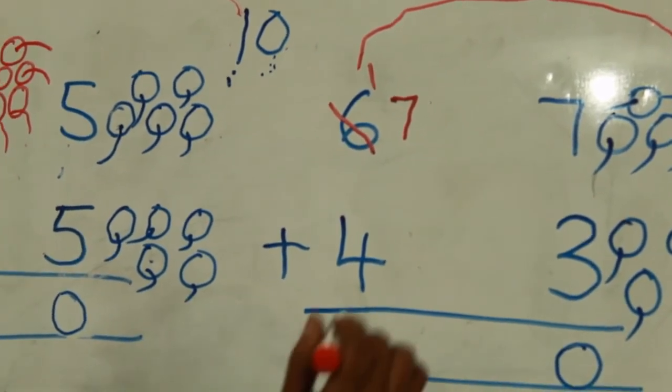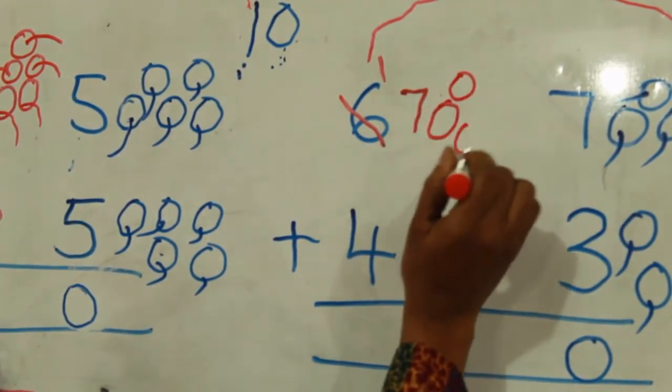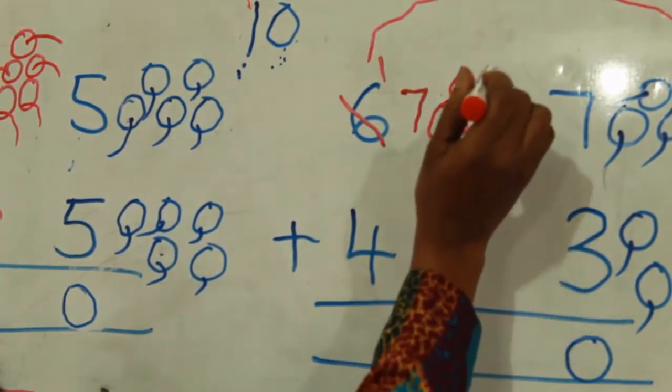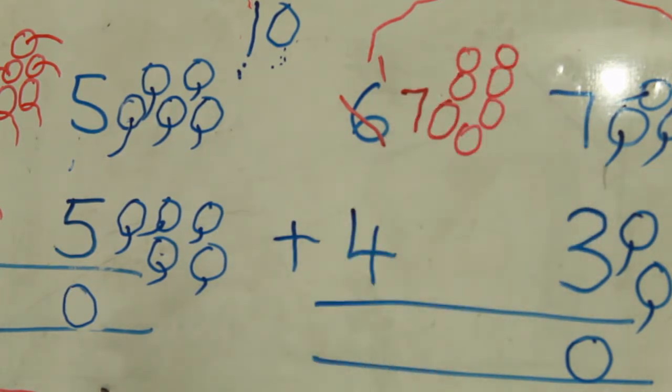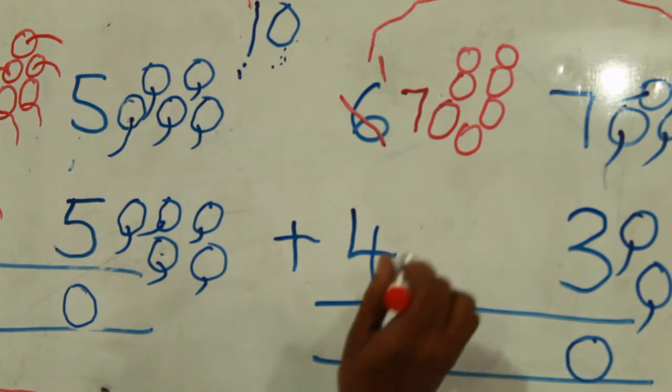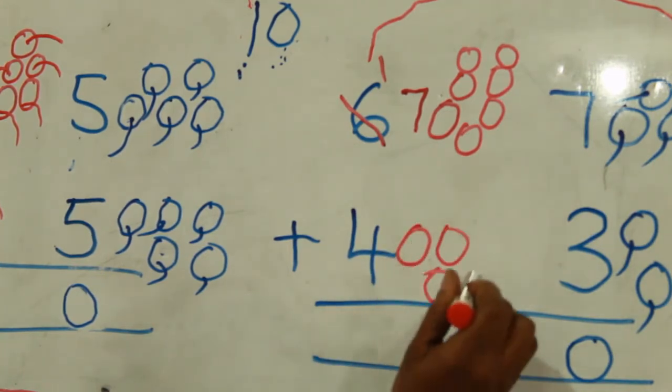Let's draw out 7 counters. 1, 2, 3, 4, 5, 6, and 7. Good. Now let's go to the next number, which is number 4. Let's draw 4 counters for number 4. 1, 2, 3, and 4.